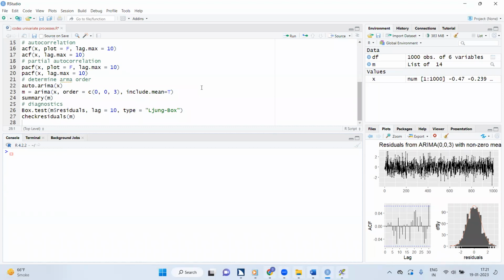Before that, just let me take some queries. Any query regarding univariate modeling? Sir, after executing this command, ARIMA with order c(0,0,3), we got some coefficients. So when we write those coefficients as a model, we write intercept plus u(t-1) times that coefficient, then u(t-2), u(t-3). Exactly. Right. Okay, sir.